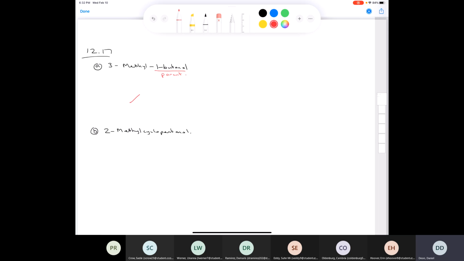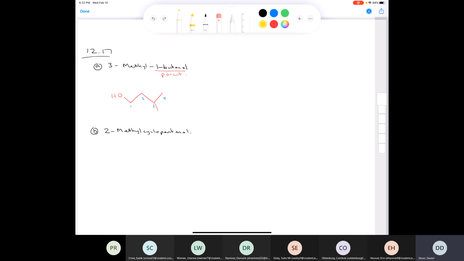So I have 1, 2, 3, 4. I'm going to number these. At carbon one, that is where my alcohol is, so I'm going to draw my oxygen hydrogen bond here. So that's 1-butanol. But then on carbon three, I have a methyl, so I'm going to draw it down at an angle like that. You can write CH3, but it's kind of redundant, so I'll just leave it as a bond line structure. So there we go, 3-methyl-1-butanol.